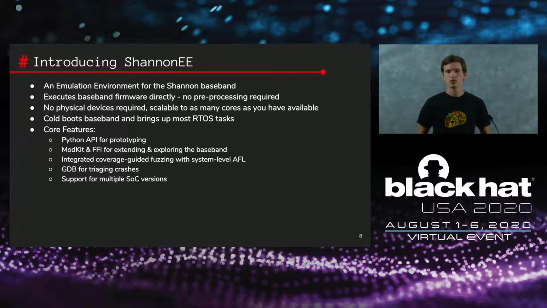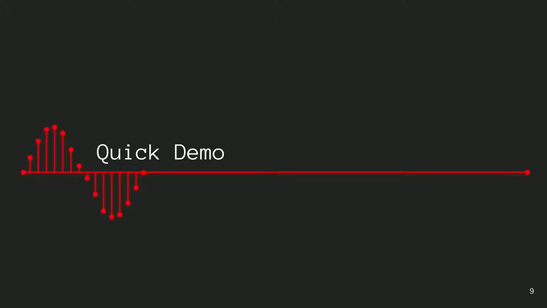It is able to cold boot a baseband and brings up most RTOS tasks. Some of the core features include a Python API for prototyping peripherals and anything else you can come up with, ModKit and C-based FFI for extending and exploring the baseband, integrated coverage guided fuzzing via AFL, GDB for triage, and support for multiple SoC versions. So all in all, this gives us a really good platform, and I'm going to show it to you right off the bat.